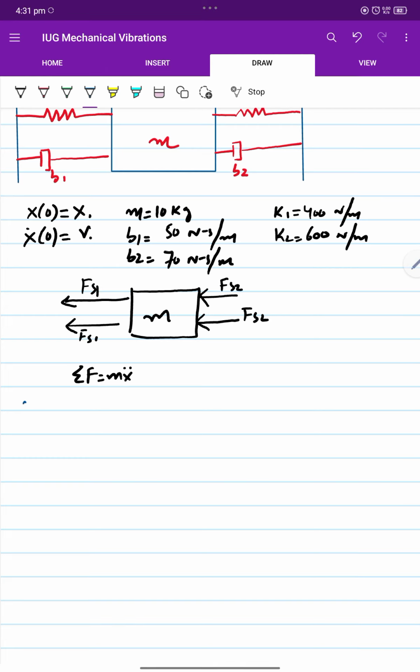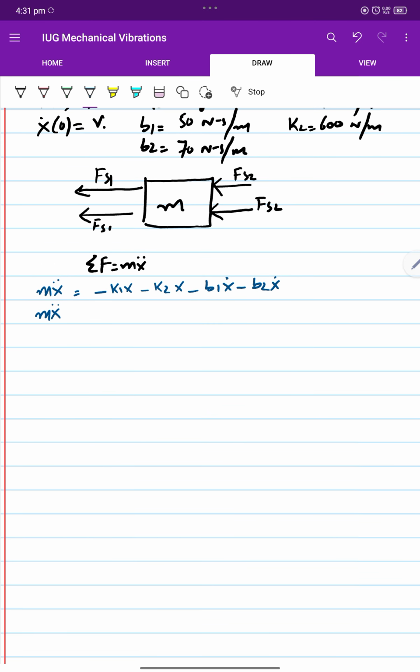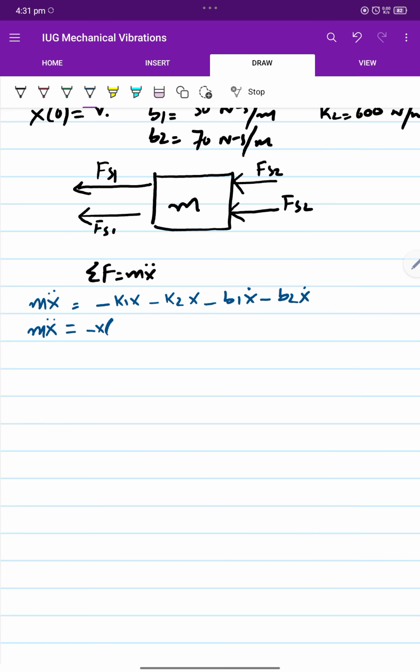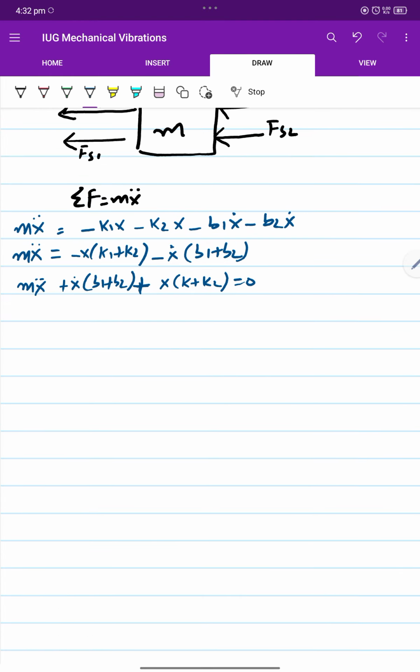So let's assume that the summation of all forces equals m x double dot. Based on that, we can write m x double dot equals minus k1 x minus k2 x minus b1 x dot minus b2 x dot, and we can write it as m x double dot equals minus x into (k1 plus k2) minus x dot into (b1 plus b2). x dot means the first derivative of x, and we can rewrite our equation as m x double dot plus x dot (b1 plus b2) plus x (k1 plus k2) equals 0. So this is the general equation of our system.